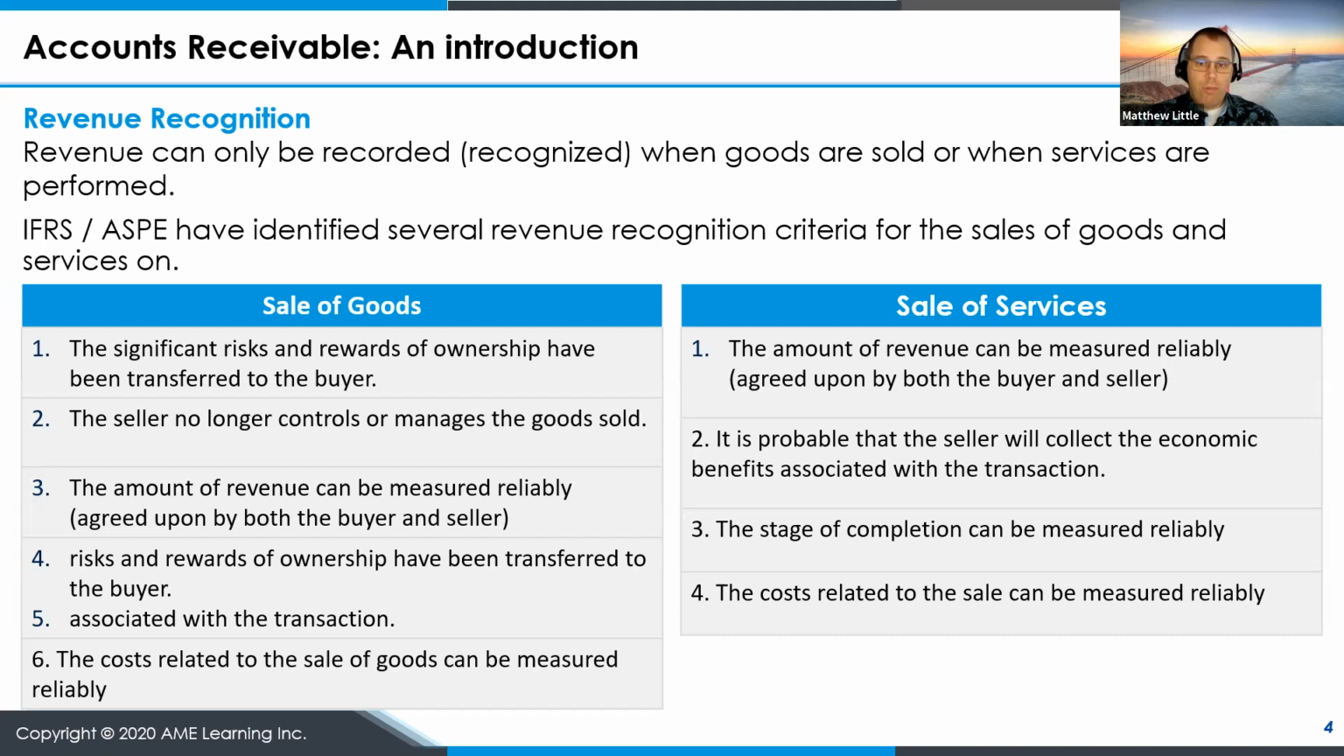If you can measure the revenue reliably for that good, it's considered a sale as well. On the service side, again, if you can agree upon the amount of revenue that's earned between the buyer and seller, it's considered a sale. You can also look at stage of completion, or whether the cost related to the sale can be measured. So you can relate the revenue with the fact that you've incurred costs on a sliding scale. And we'll go through an example in a second.